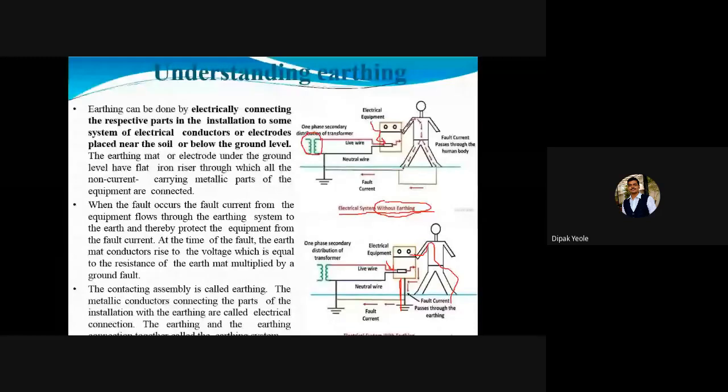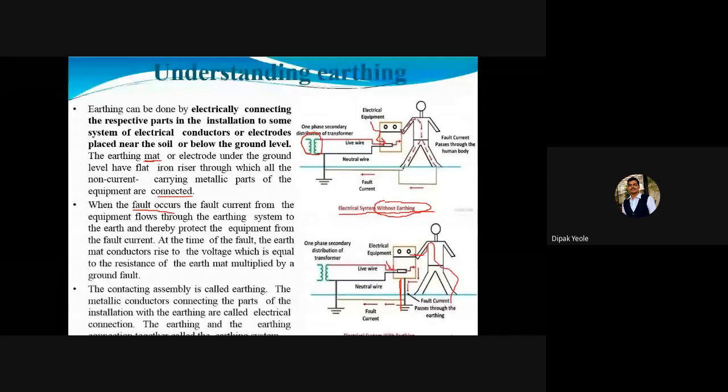The earthing mat, as I told you in the morning, the earthing mat or earthing grid are the same, or electrode under the ground level, have the flat iron riser through which all the non-current carrying metallic parts of the equipments are connected. When the fault occurs, the fault current from the equipment flows through the earthing system to the earth and thereby protects the equipment from the fault current.